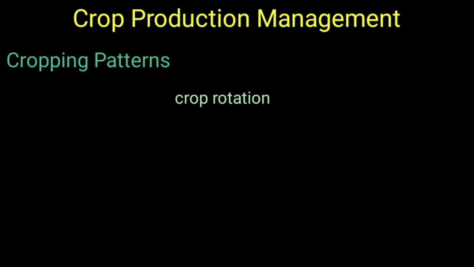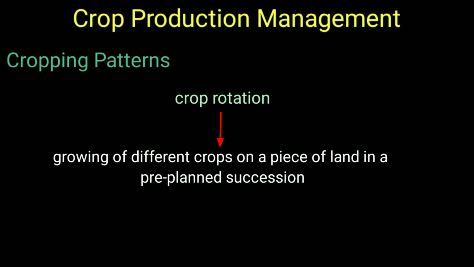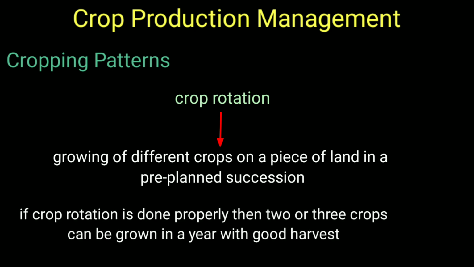Third type is crop rotation. Crop rotation is the growing of different crops on a piece of land in a pre-planned succession. If crop rotation is done properly, then 2 or 3 crops can be grown in a year with good harvests. So, this was all about crop production improvement.